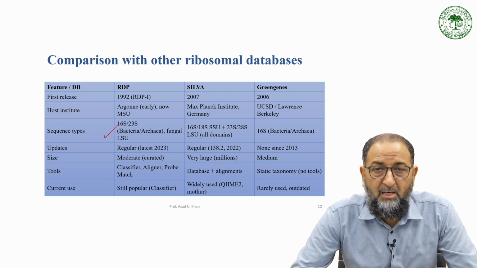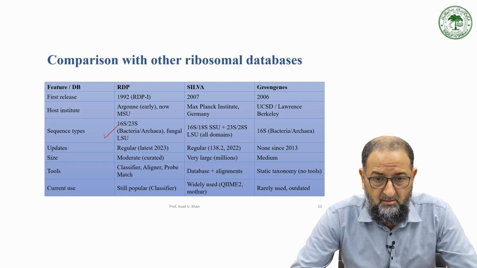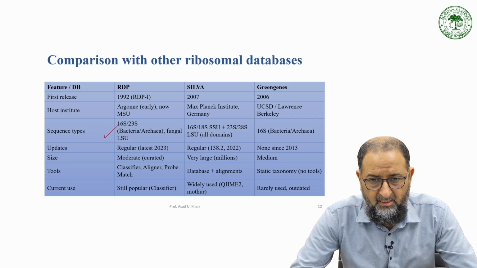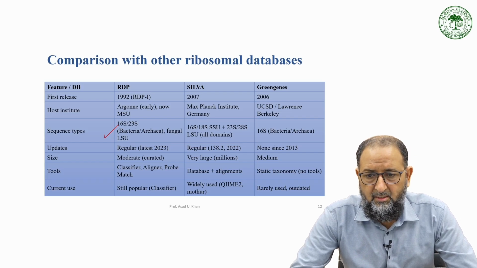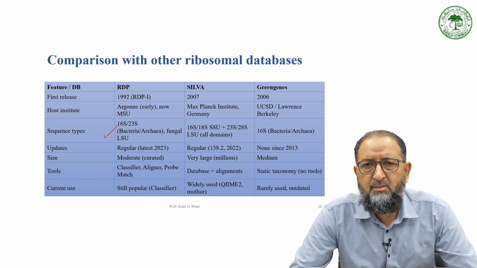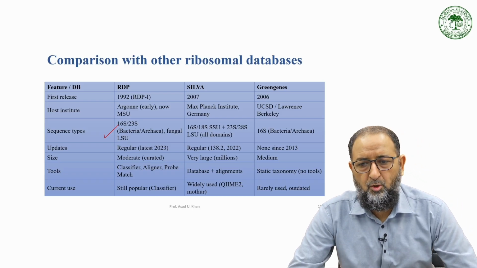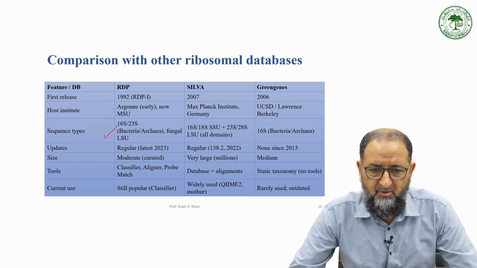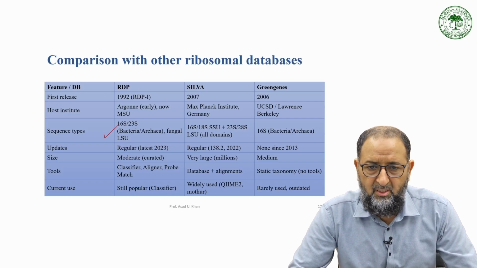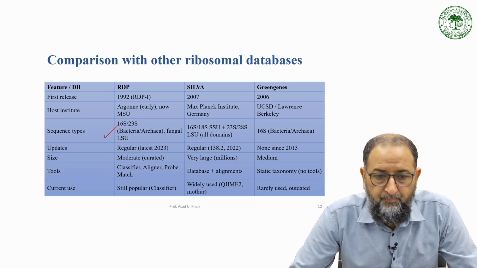Now, as far as updates are concerned, RDP is regular, with the latest update in 2023, and SILVA is also regular. Greengenes is basically 2013 onward; for more than 10 years it has not been seen to be updated. So definitely RDP and SILVA must be better than Greengenes.